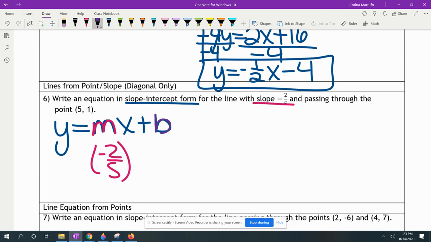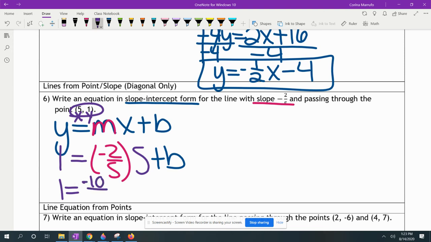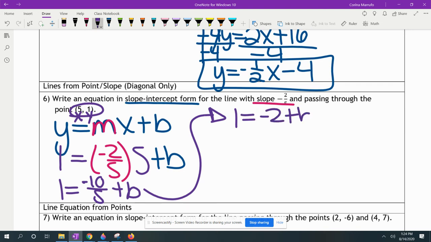So since they don't give us what b is, we're going to have to take this point that they give us and we're going to have to plug it in. So my y value here is 1. So instead of y, I'm going to put a 1. My x value here is 5, so instead of x, I'm going to put a 5. And then we are going to have to figure out what our y-intercept is. We're going to find out what b is. So we're going to multiply negative 2 times 5 is negative 10. So that gives us negative 10 over 5 plus b. Next, negative 10 divided by 5 gives us negative 2, so 1 equals negative 2 plus b.